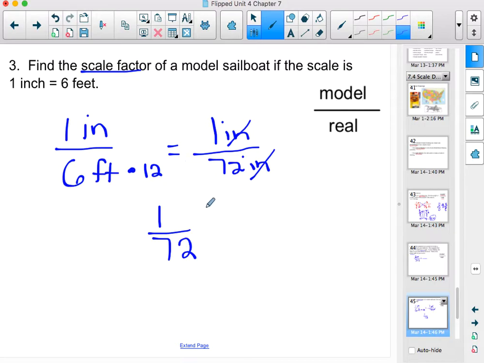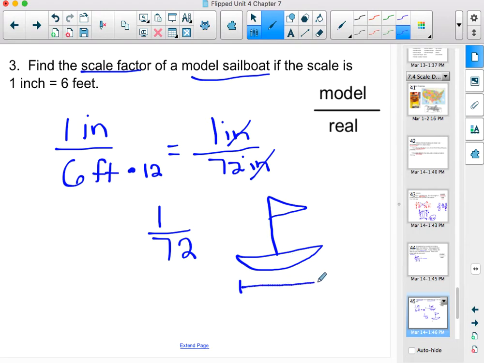What this means is that the model sailboat is 1/72 the size of the actual sailboat. So if we have a sailboat here in real life, this is a really poorly drawn sailboat, 72 little itty bitty model sailboats could be placed end to end and equal the same as the length of a real sailboat.